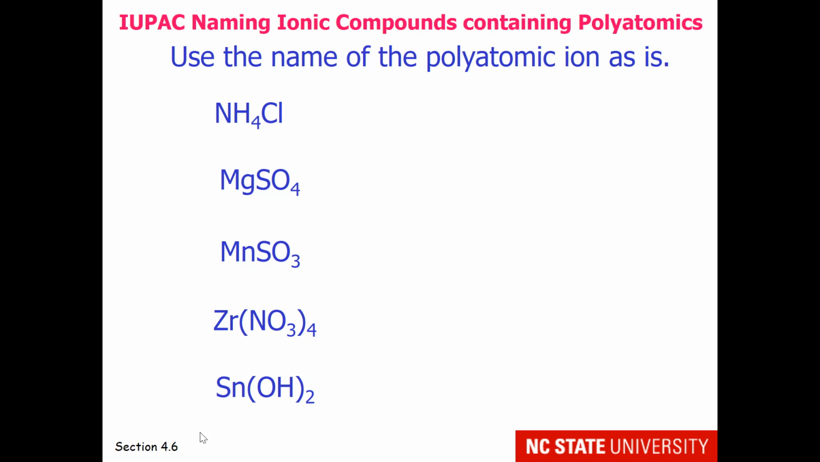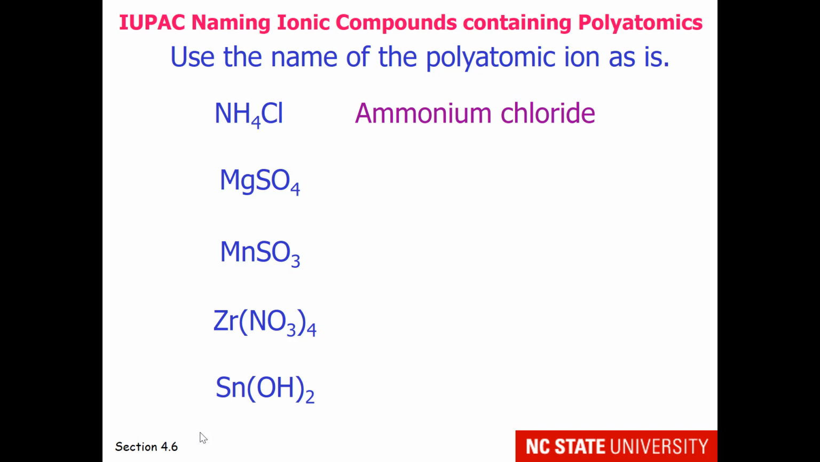What about if there are polyatomic ions in the compound? We're going to use the name of the polyatomic ion as it is. So NH4 is 1+ in this compound, and the name for that ion is ammonium. So this is ammonium chloride. That's a chloride because the chlorine is a -1 charge.